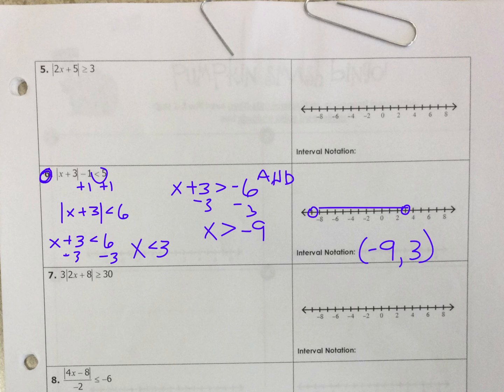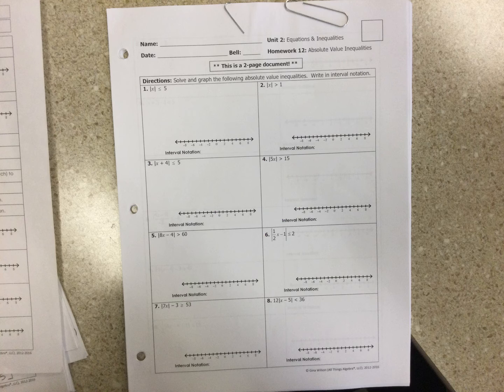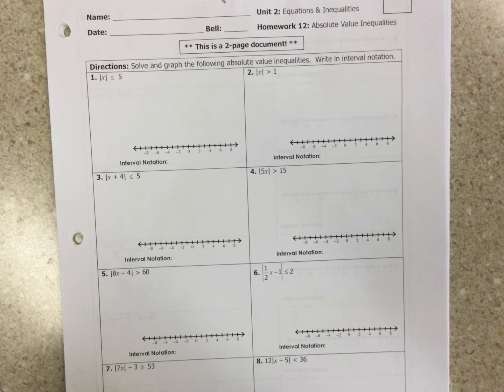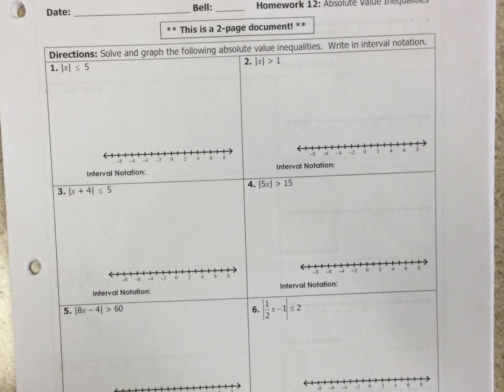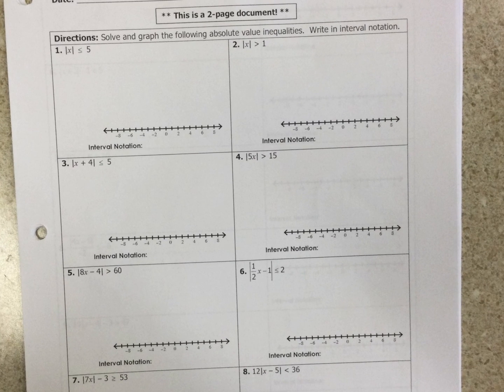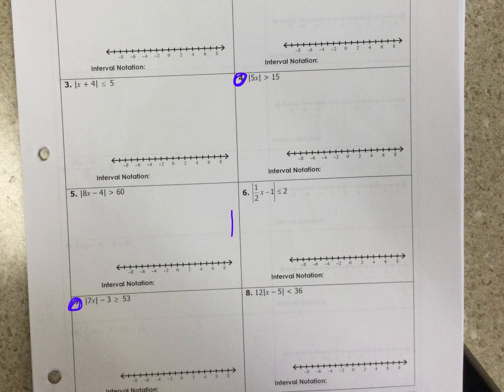-9 and 3. Okay, now that we've done examples of all of these, I want you to go back, flip back now to the 2nd page. It looks like this. I just want you to do number 4 and number 7. That's all. 4 and 7. When you are done, turn your notes and this into me. Thank you.